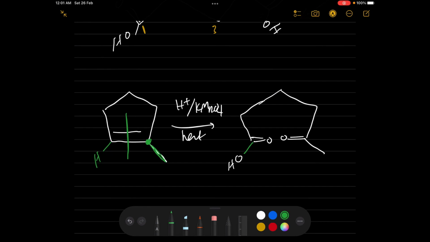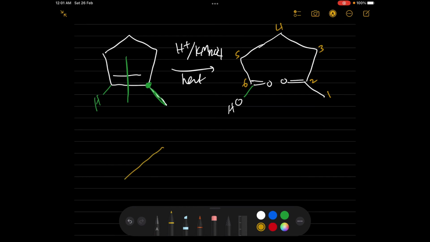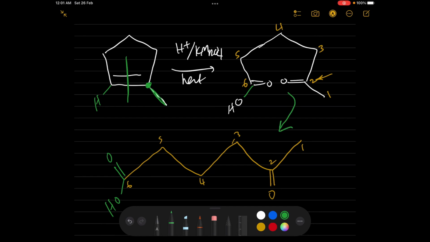If you want to draw it as a chain, you can start counting the number of carbons: 1, 2, 3, 4, 5, 6. So you can draw 6 carbons: 1, 2, 3, 4, 5, 6, right? Okay, so carbon number 2 has a double bond, which is in here. And let's count 1, 2, 3, 4, 5, 6. You can count from where you like, from the left or the right, it doesn't matter. And on the terminal one, you have a double bond and you have OH. So this is the same as this.